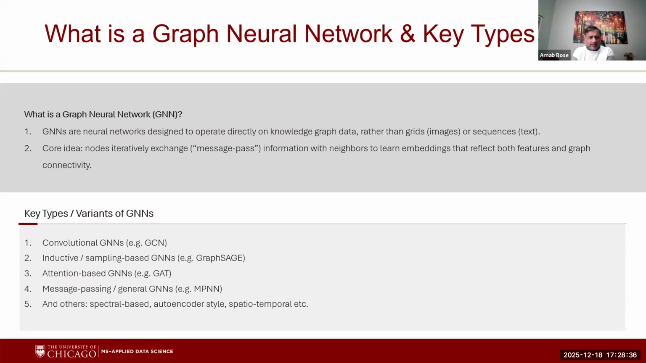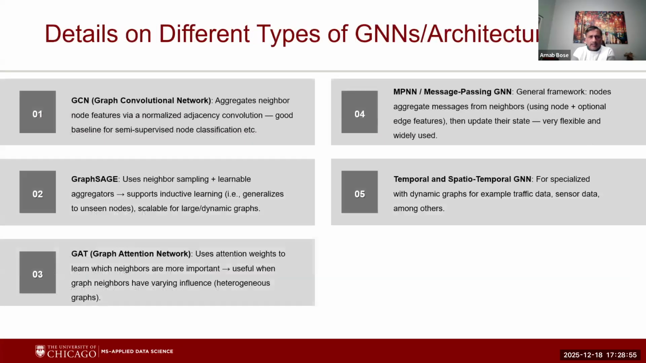And you have different variants: convolution graph neural networks called GCNs, then GraphSAGE. I'll show you an example using a graph attention network, that's a GAT, and then there are other ones, message passing, and so on. So just some details on them.